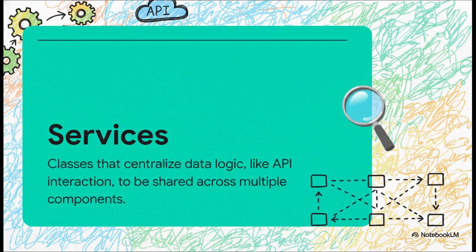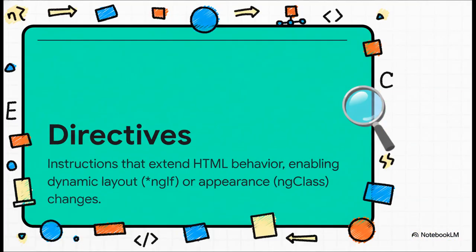It keeps everything neat and tidy. And the last of the big three are directives. Think of these as special instructions or superpowers you can give to your HTML to make it dynamic. The most common ones let you do really powerful things. For example, you can tell an element to only appear if a certain condition is true.